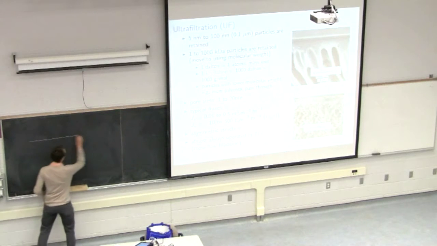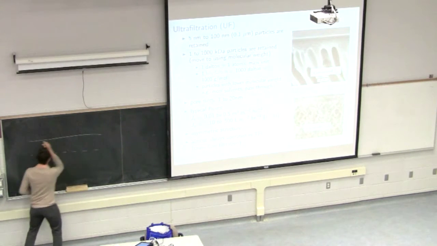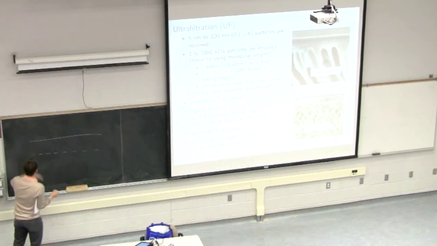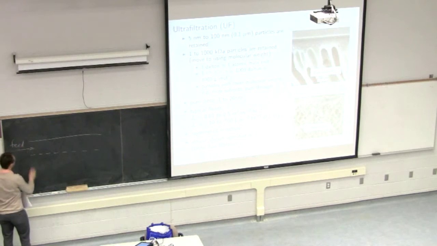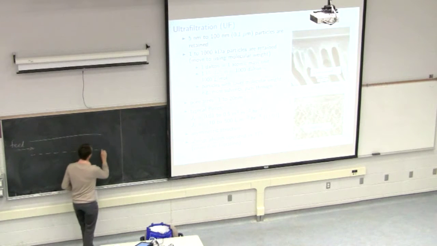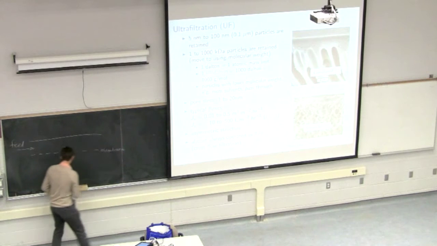Imagine a membrane, and I'm drawing a solid line up here just to illustrate the part that nothing passes through. So we have our feed coming in, and all the activity of separation is taking place here at the membrane surface. So this dashed line is the membrane, in fact.